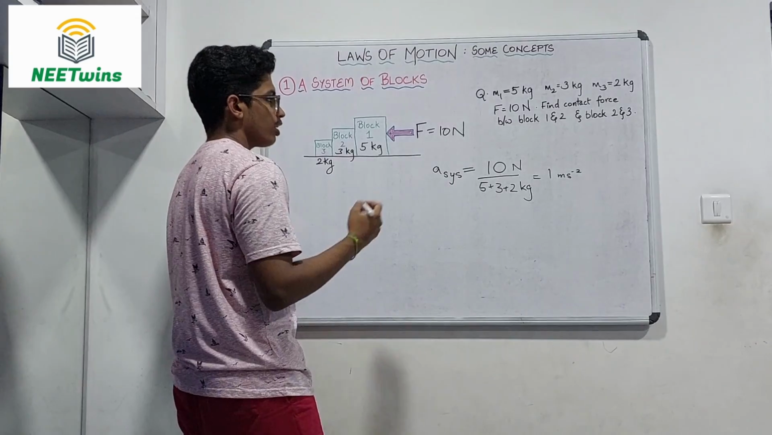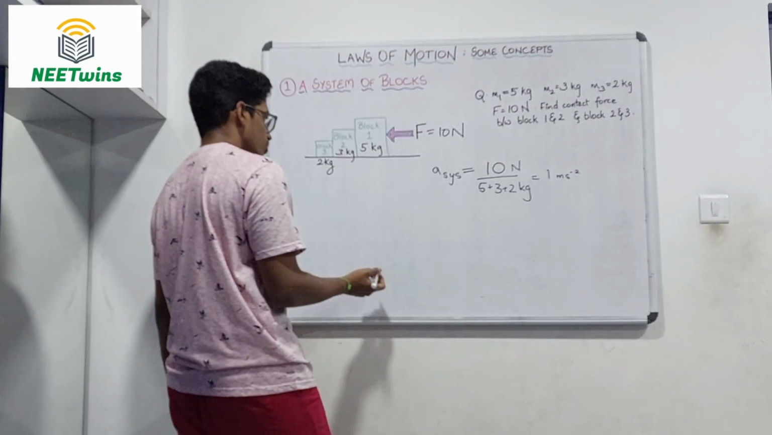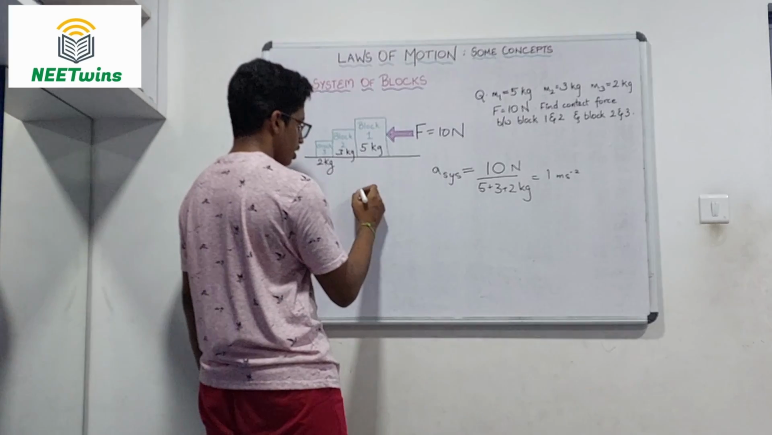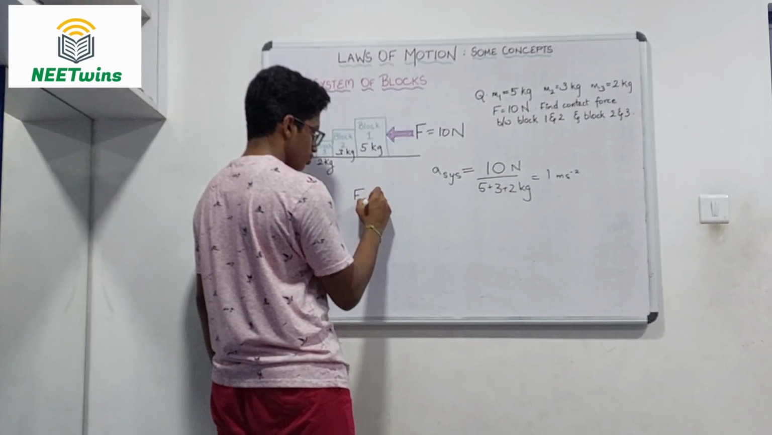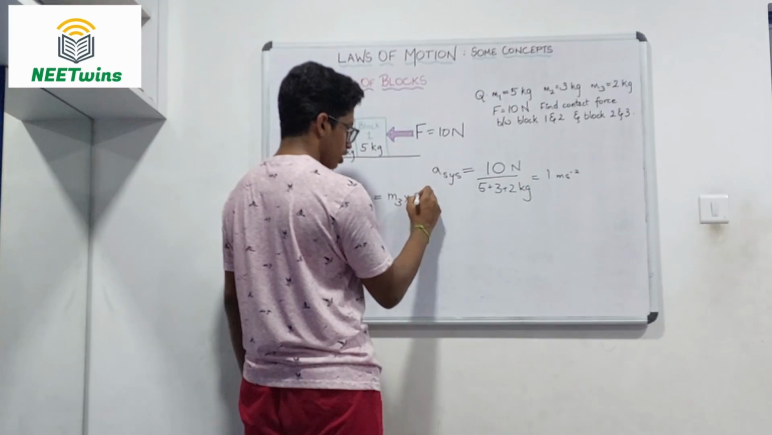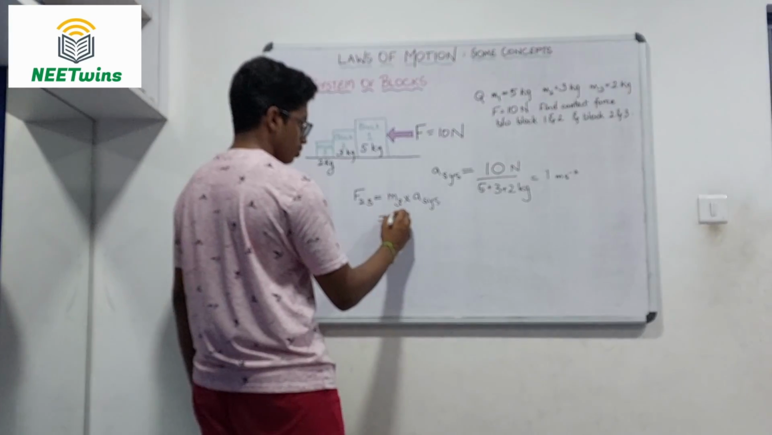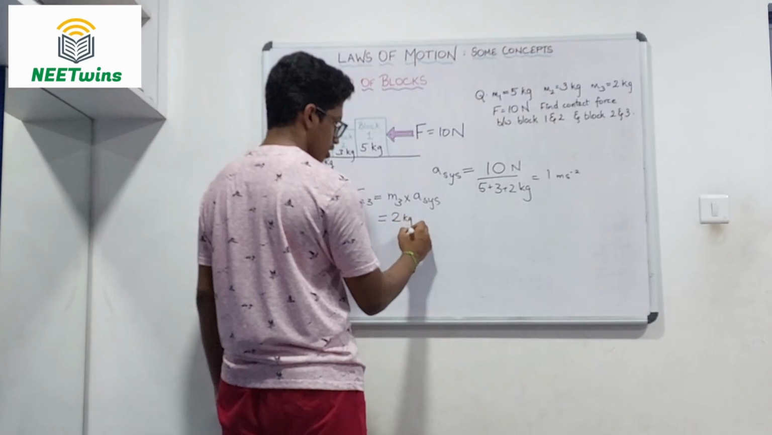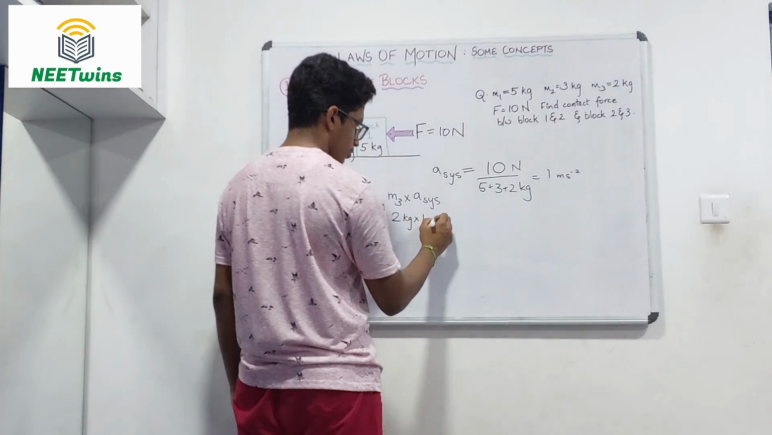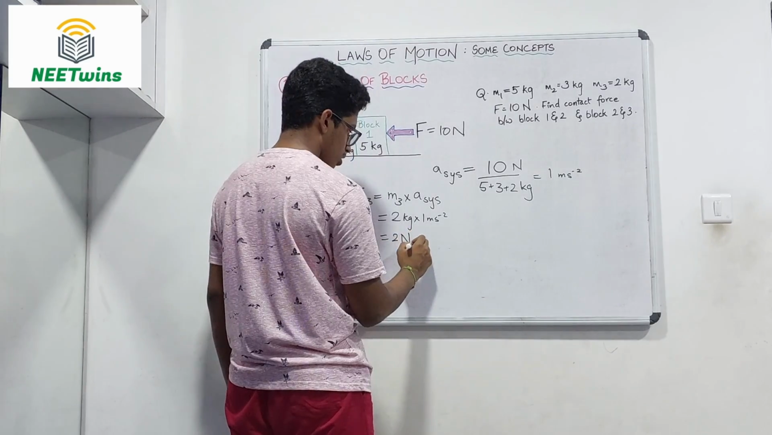Now they are asking to find the contact force between block 1 and block 2, but let me do block 2 and block 3 first because it's relatively easier. So as we saw before, F23 will be equal to m3 into A system, which is equal to 2 kg into 1 meter per second square, which is equal to 2 Newton.